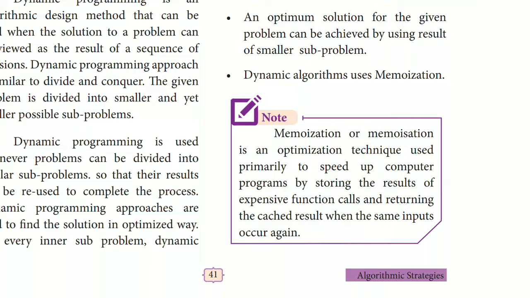But the next time the same function is called for the same input value 2, it will not do the entire execution. Instead, it will remember the previous output which was already computed, and give it as the output. So this is known as memorization.